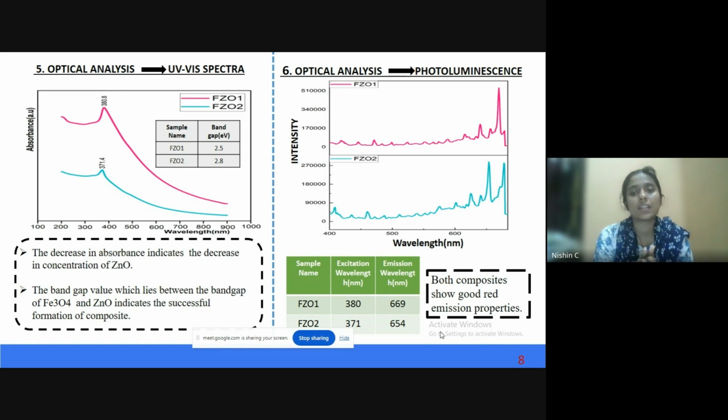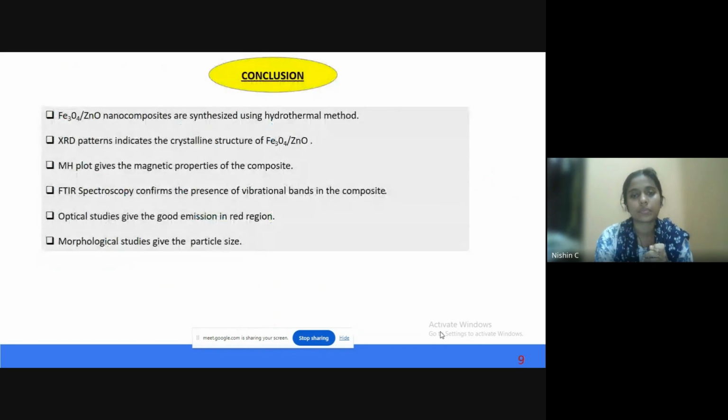The optical analysis is also done using the photoluminescence. Here we can see both the samples show a good emission in the red region.